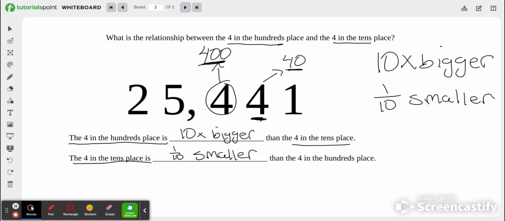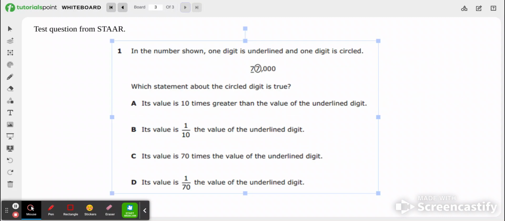Okay, let's take a look at one more. Now, this question that we're going to look at comes from STAAR. This is an actual STAAR question. It comes from the released STAAR, I believe, in 2022. So it says, in the numbers shown, one digit is underlined and one digit is circled. Which statement about the circled digit is true?